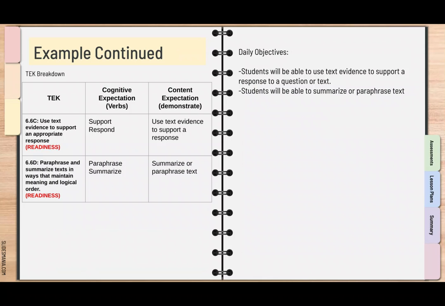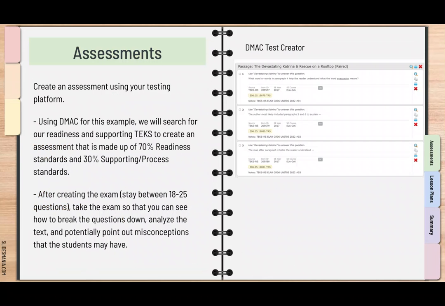So in 6.6C, our verbs are support and respond, and the expectation is to use text evidence to support a response. In 6.6D, our verbs are paraphrase and summarize, and we are going to summarize or paraphrase a text. So from these two TEKs that we broke down, our two daily objectives that we came up with: our students will be able to use text evidence to support a response to a question or text, and students will be able to summarize or paraphrase a text.